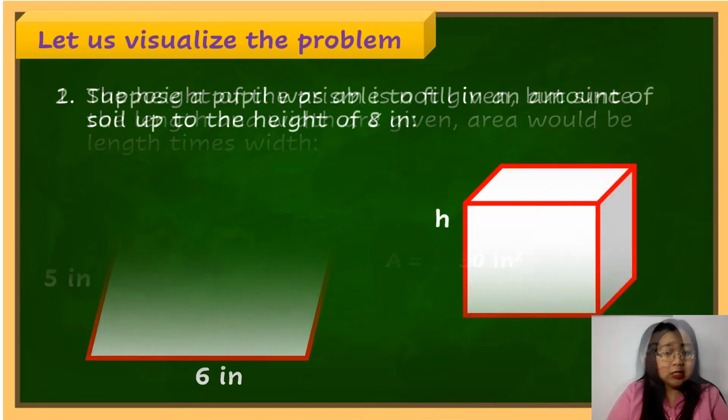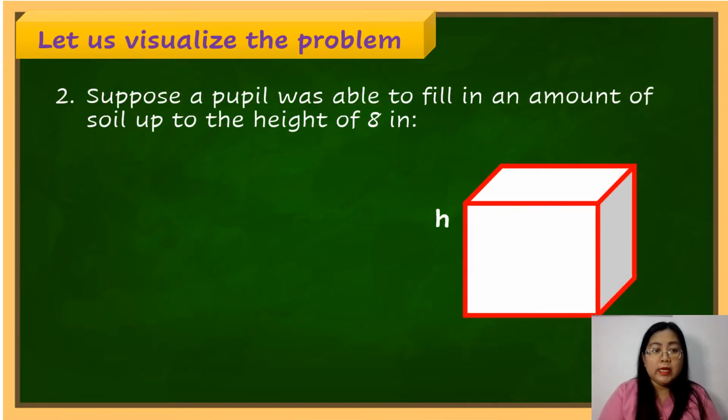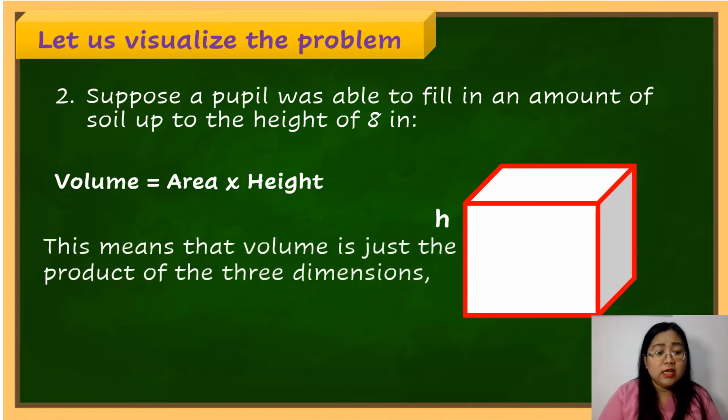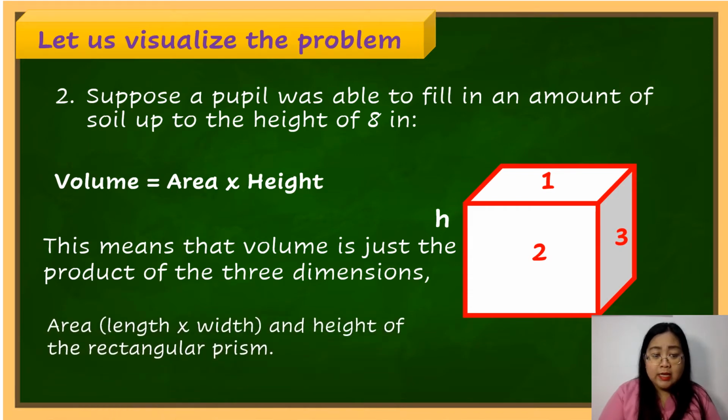Second, suppose a pupil was able to fill in an amount of soil up to the height of 8 inches. So volume is equal to area times height. This means that the volume is just the product of the three dimensions: 1, 2, 3. So this will be area, which is length times width, and the height of a rectangular prism.